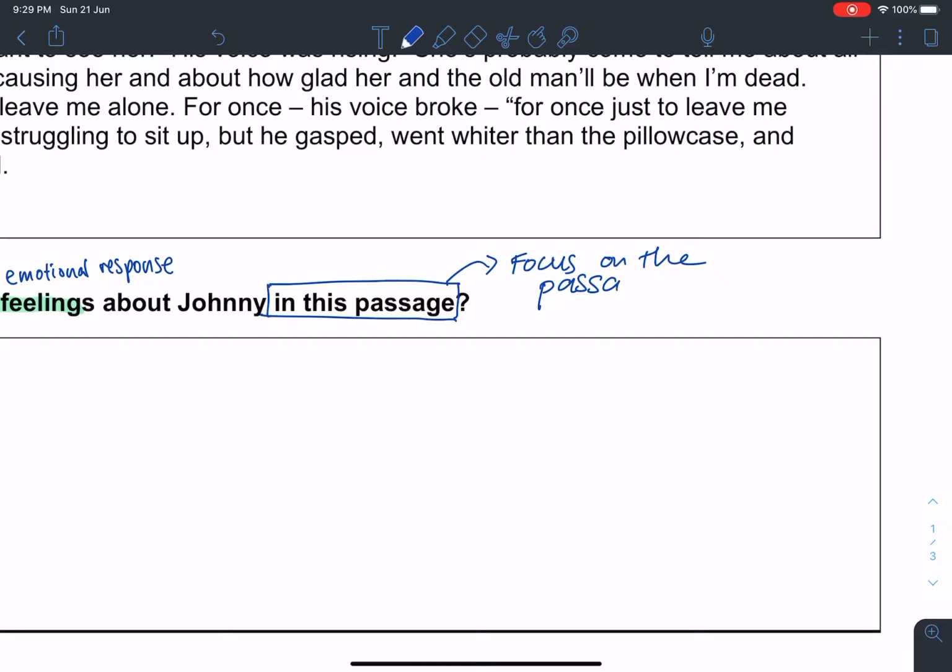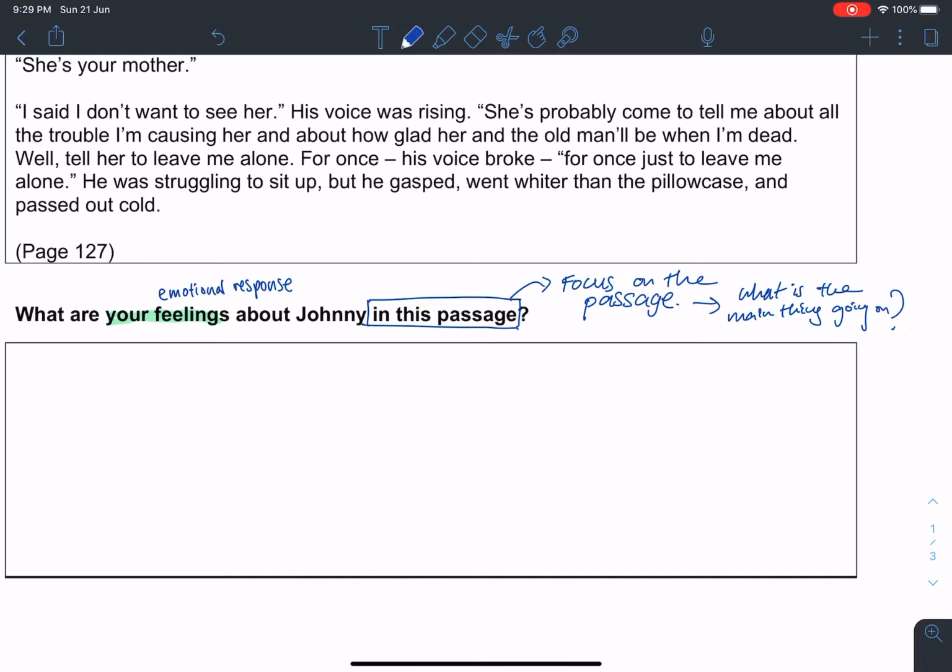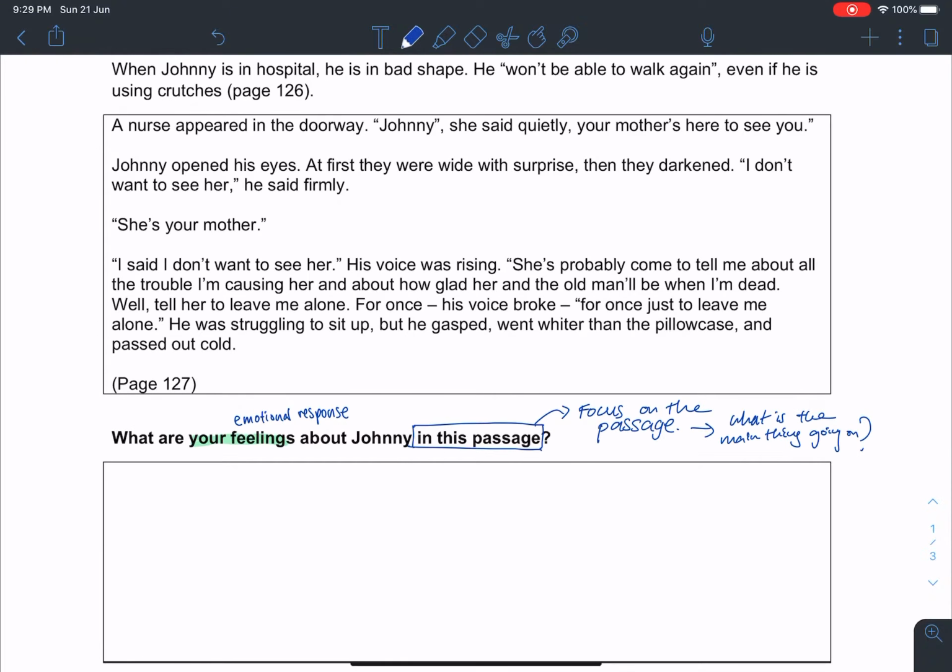Okay, so what is the key idea? What is the main thing going on in the passage? Of course, it's Johnny's reaction to this news. So that is what you should look at. Okay, don't tell me about your feelings about Johnny, about the fact that how does Johnny feel when he sees the nurse. No, that is not the focus. The focus is the response to this news that his mother is coming to see him.